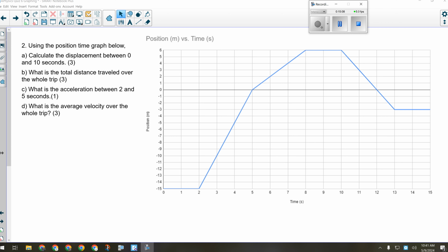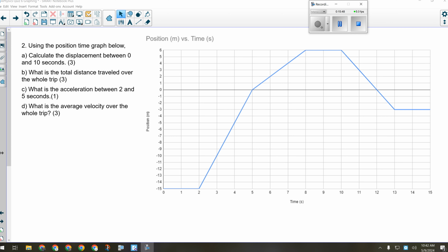And then between 5 seconds and 8 seconds, same thing. Where's it going faster, between 2 and 5 or 5 and 8? 2 and 5, because the line is steeper. The rate at which the position changes is quicker. All right, what's going on between 8 and 10 seconds? Sitting still, at a position of positive 6 meters. And then what does it do between 10 and 13 seconds? Goes backwards at a constant velocity. And then it stops.